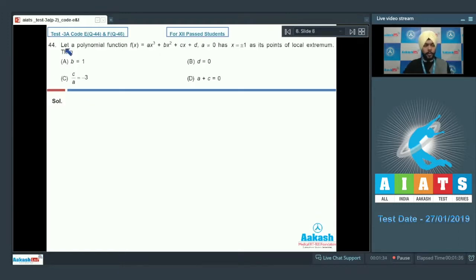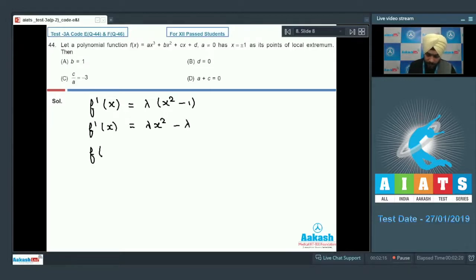So question number 44 says that let a polynomial function fx be given as ax cube plus bx square plus cx plus d, where a is non-zero. So that is a standard cubic polynomial function, has x equals plus minus 1 as its points of local extremum. Then we know that at points of local extremum f dash x will be equal to 0. So that means f dash x can be straight away assumed as lambda times x square minus 1. Because x square minus 1 equals 0 has the roots x equals plus minus 1. So this is lambda x square minus lambda. That is f dash x.